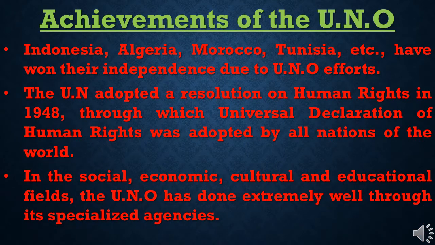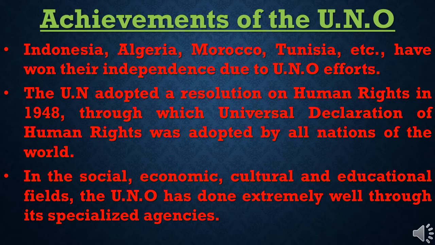Achievements of the UNO. The UNO has many achievements to its credit. For one thing, it has been able to prevent the outbreak of a Third World War. It has been largely helpful in maintaining world peace. The three Indo-Pakistan Wars of 1947, 1965 and 1971, the Palestinian War of 1948, the Israel and Egypt War of 1967, the Korean War of 1953 and many other wars came to an end by UNO intervention. Indonesia, Algeria, Morocco, Tunisia, etc. have won their independence due to UNO efforts.